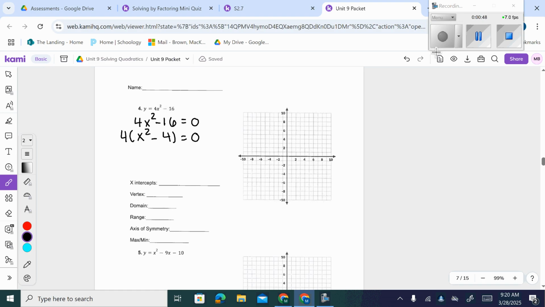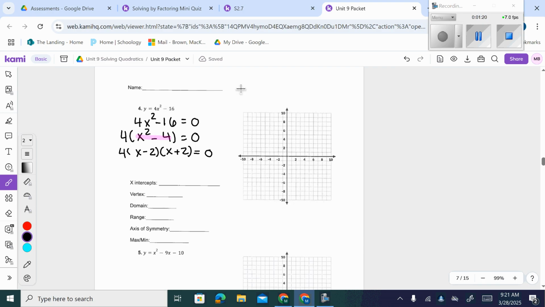Why did I not put the x with the 4? Because does that 16 have an x? No. So it's fine. Now, can you keep going? Yes. Isn't this a difference of squares? So that's going to become x minus 2 and x plus 2, and what do you need to bring down? The 4, equals 0. Can I do anything else? No. Okay, so now I need to solve them.